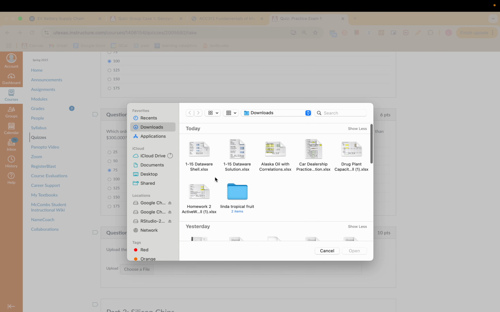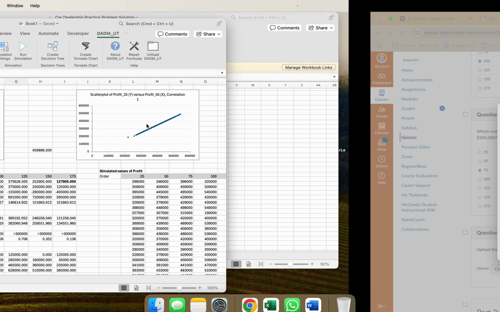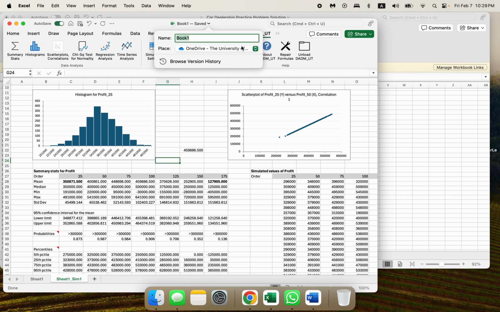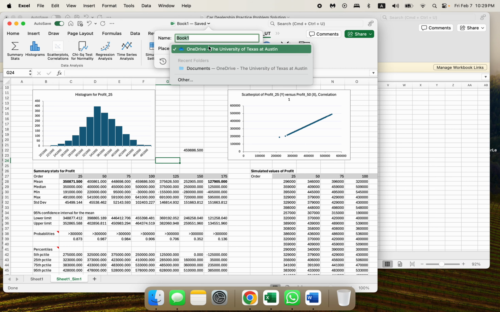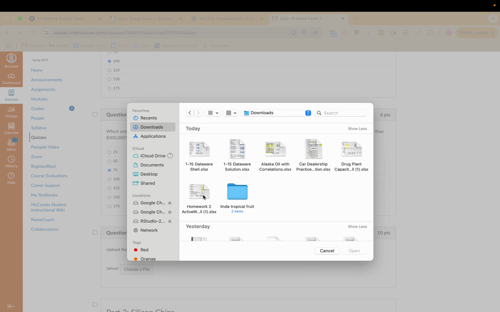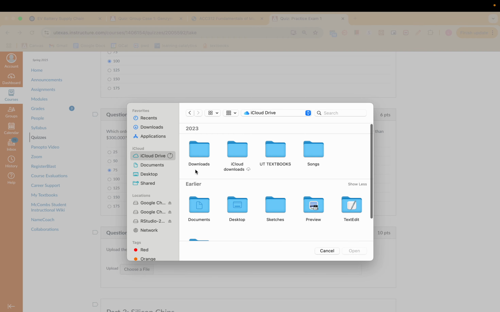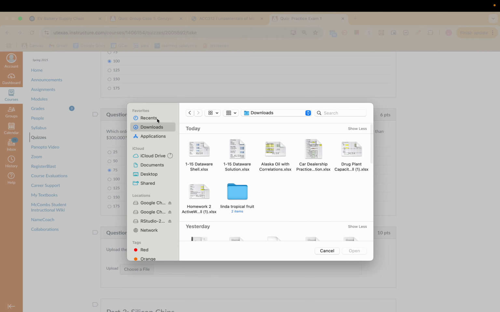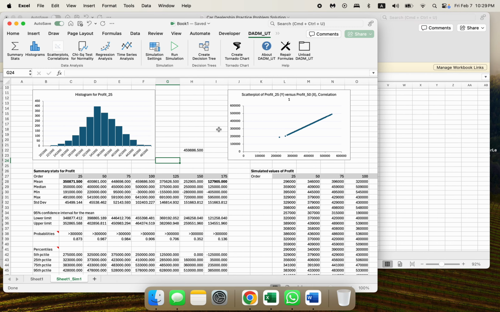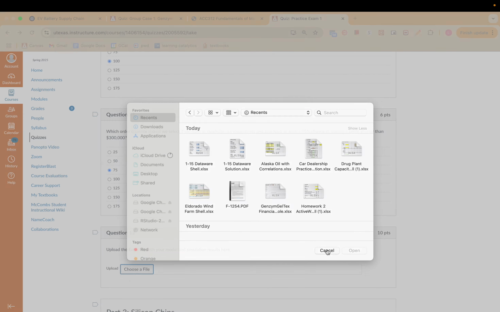We can upload our Excel file. Where did I save this to? My OneDrive. iCloud Drive? I actually don't know how any of this works, but essentially that is the case.